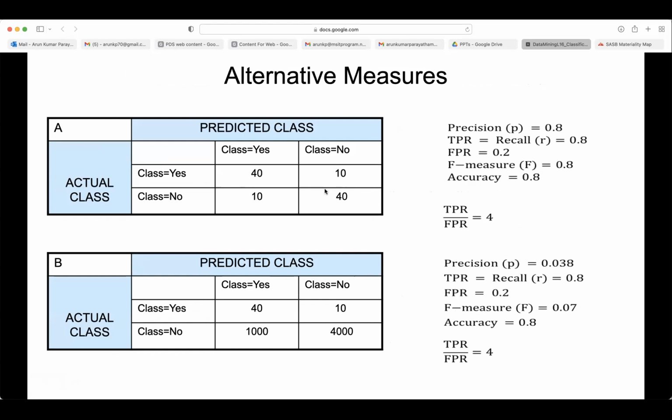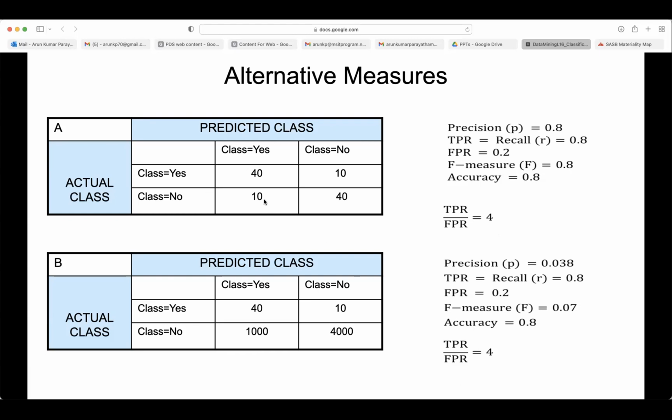So, alternate measures: there is true positive rate by false positive rate, which is one more thing. When will you get a high value for this? True positive rate by false positive rate, when the false positive rate is low. So you want a true positive rate more and a false positive rate less, then you'll get a high value. That is one more measure people will take. I may not reduce all false positives, but it's okay as long as my true positive rate is very, very high compared with the false positive rate.